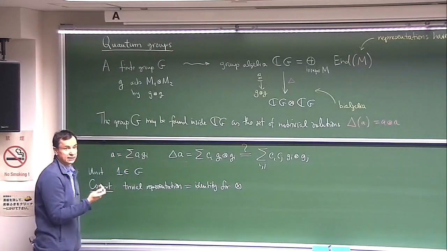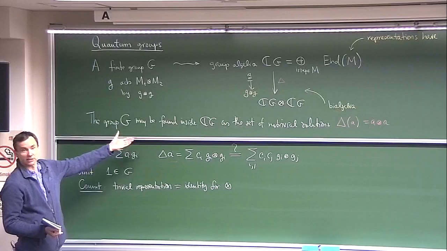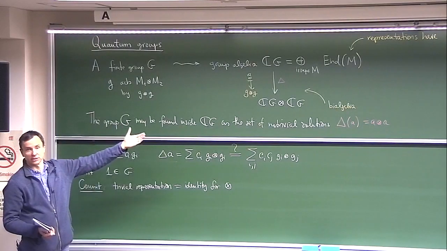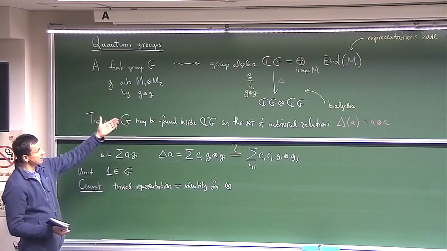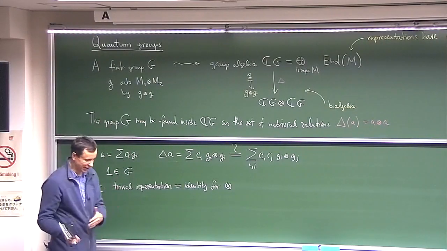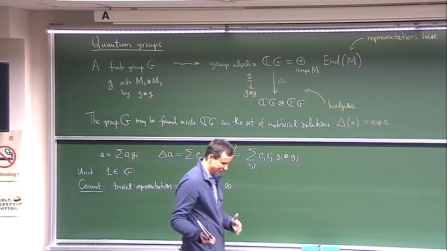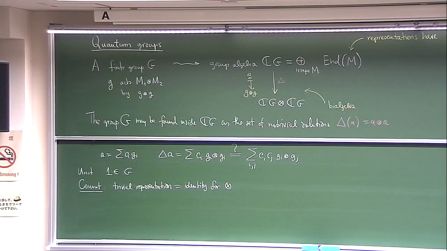Among all representations, there's a distinguished one, the trivial representation, such that if we tensor with the trivial representation, we get our representation back. The axioms for this are: you take the axioms of the unit and you read them the other way around. If you take all arrows and reverse them, you get from the axioms of the unit the axioms of the co-unit.